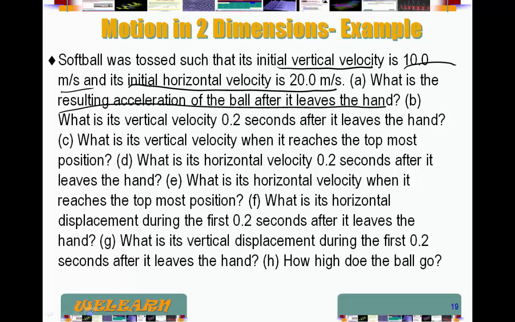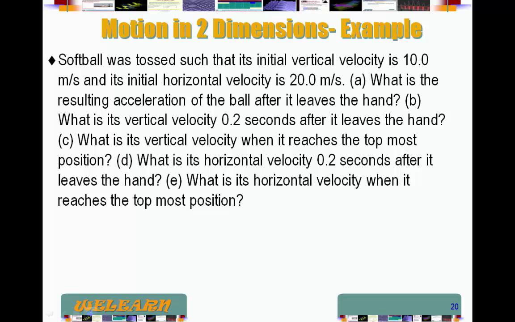Okay, now let's answer the first part. What is the resultant acceleration of the ball after it leaves the hand? The minute it leaves the hand, the ball is subject only to the gravitational force, meaning its acceleration is going to be 9.8 meters per second squared in the downward direction, or g. Okay, we'll use 10 in the calculations in a second.